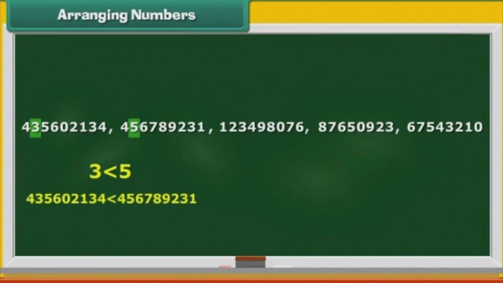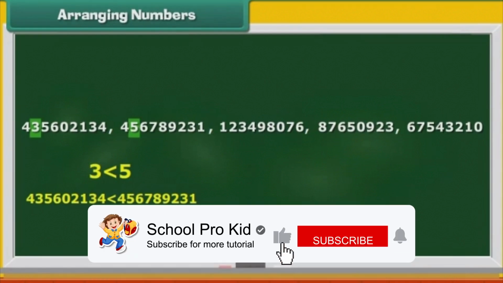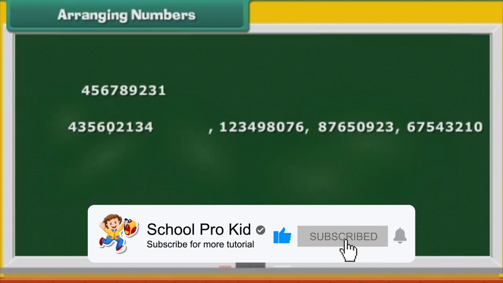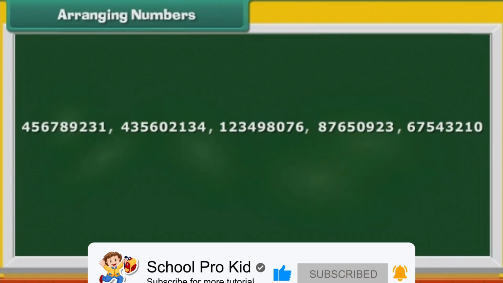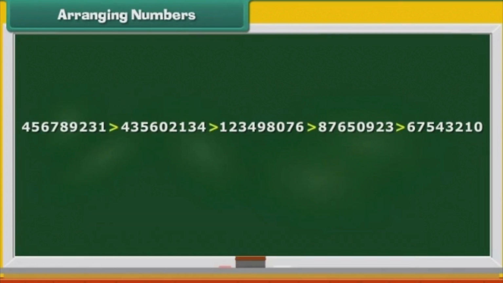43560 2134 is lesser than 45678 9231. Now interchange the numbers. Therefore, the descending order of numbers is this.